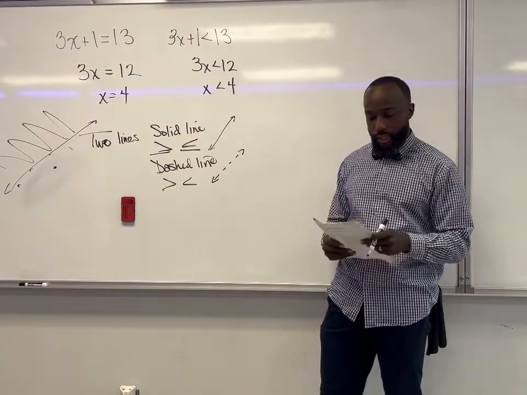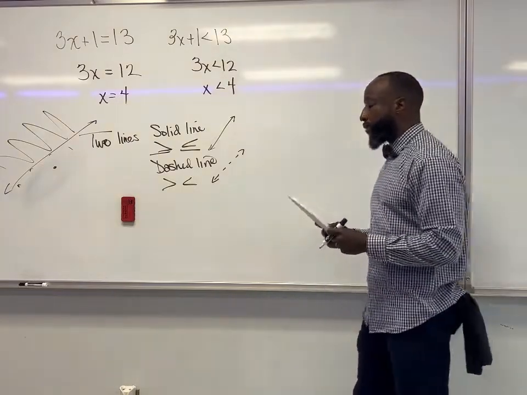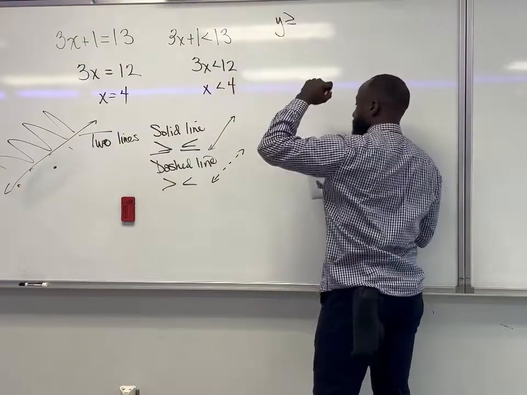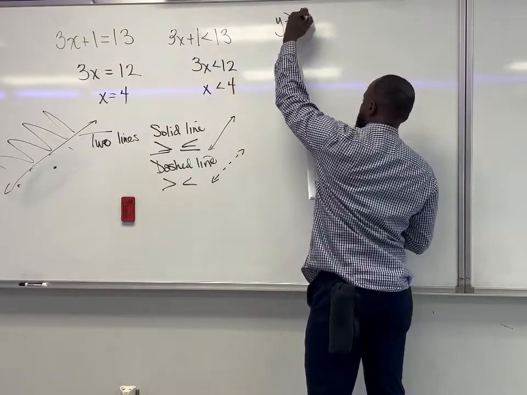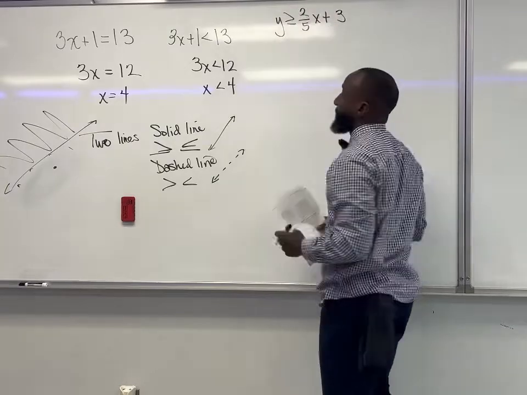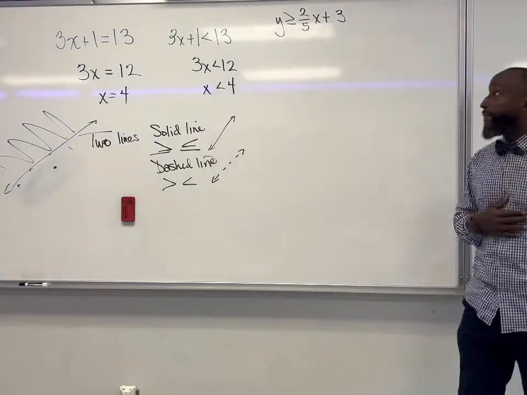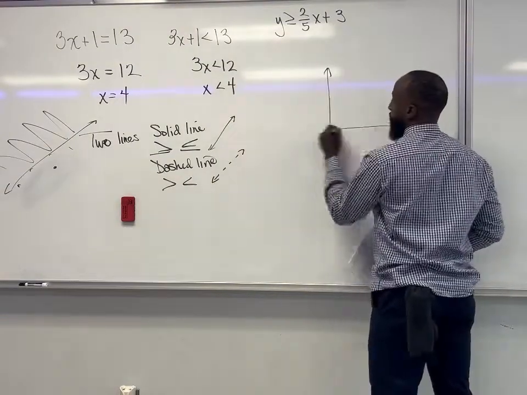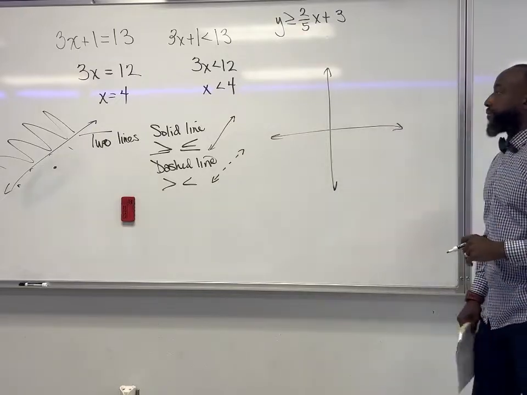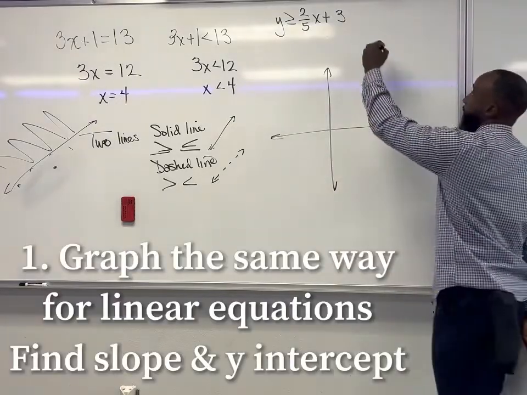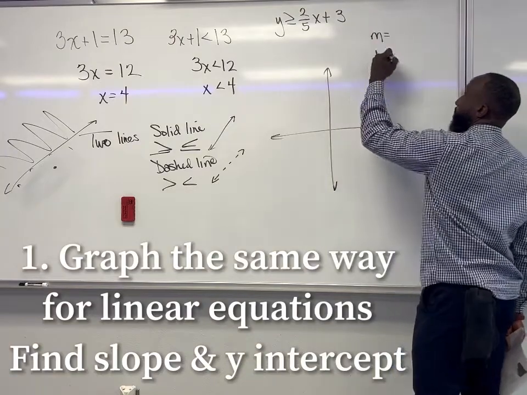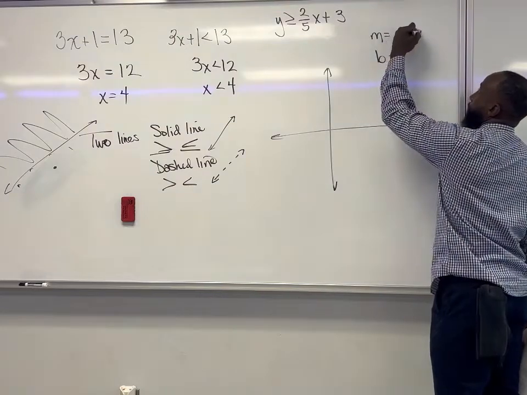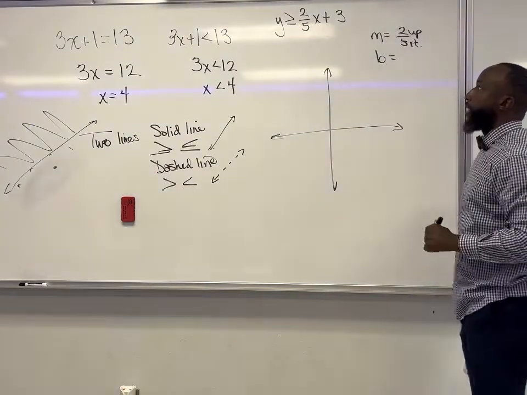So let's do some. Let's talk about it. All right, so we're going to graph this solution set. We've got y is greater than or equal to 2 over 5x plus 3. Again, we're just going to graph this the same way that we would graph a regular linear equation. So the first thing we want to do is find our slope and our y-intercept. What's the slope here? 2 over 5. That means you're going to go up 2 and to the right 5. What's the y-intercept?